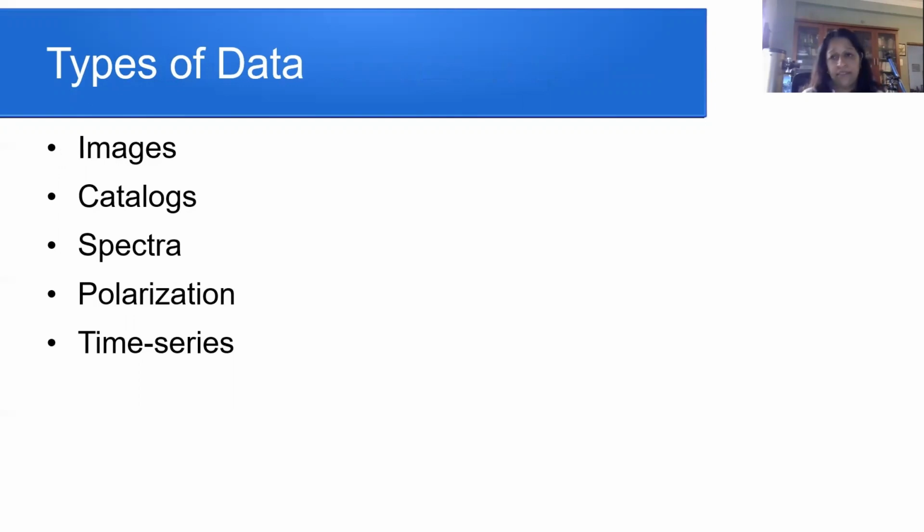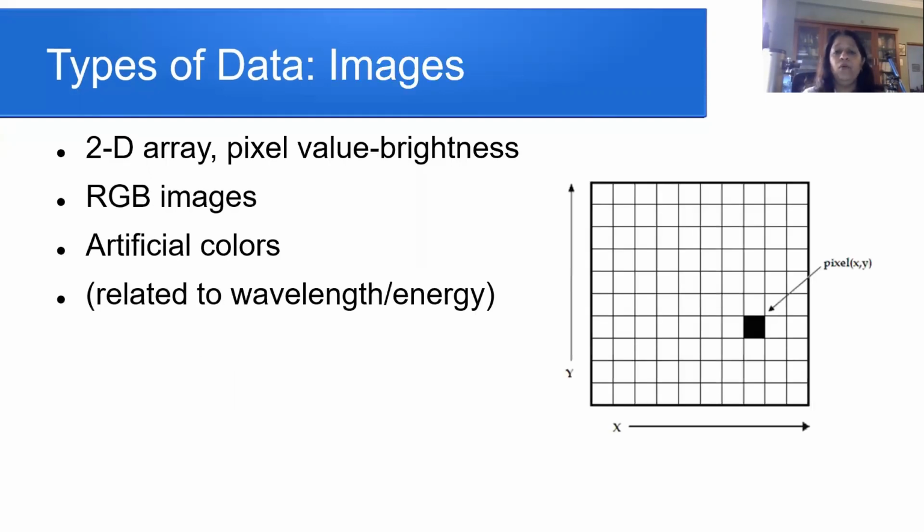Now, what is the kind of data which we're talking about? The data could be just images. From images, you can create catalogs. That is, you look for objects in your images and make catalogs out of them. You could have individual spectra of objects. You could have polarization data. You could also have what is called time series data. Time series data is, for example, where you have a variable source and you measure the brightness of the variable source with a certain time cadence or time step, and that gives you what is called a time series.